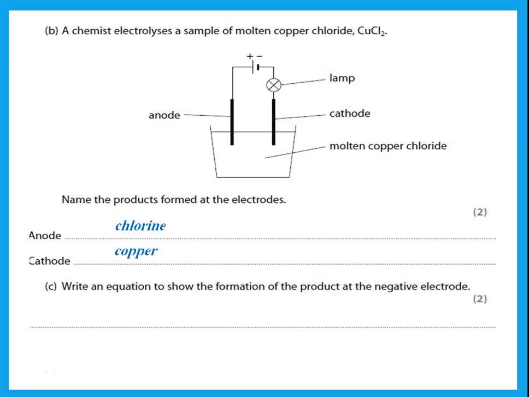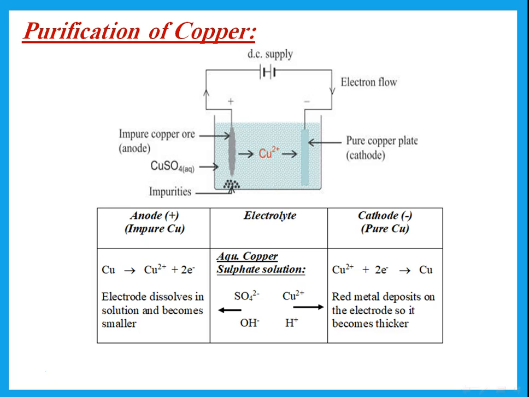Write an equation for the formation of the product at the negative. Which one is the negative? The negative is the cathode. So we want the formation of the copper. So we have copper ions taking up electrons and forming copper. Do you have an idea of these questions? So this is the type of questions you expect. Okay, another use, but this is one of the uses of electrolysis.